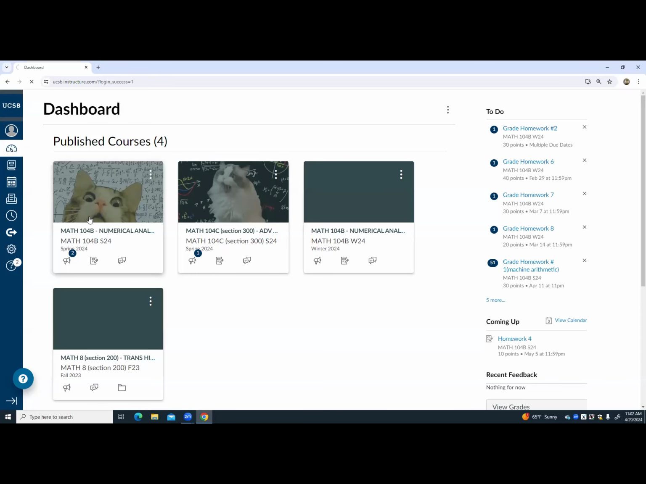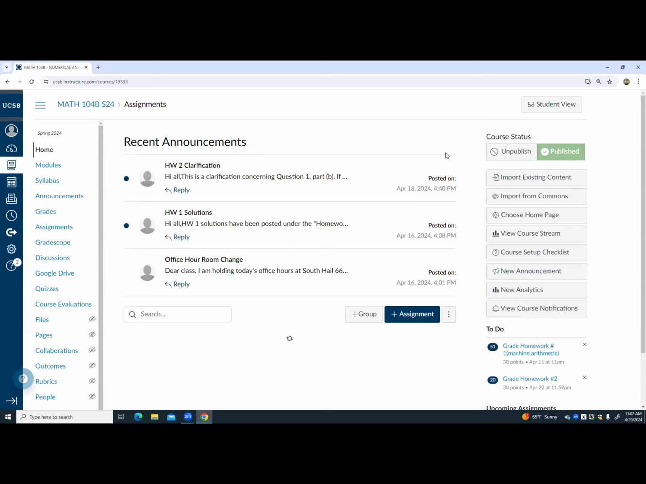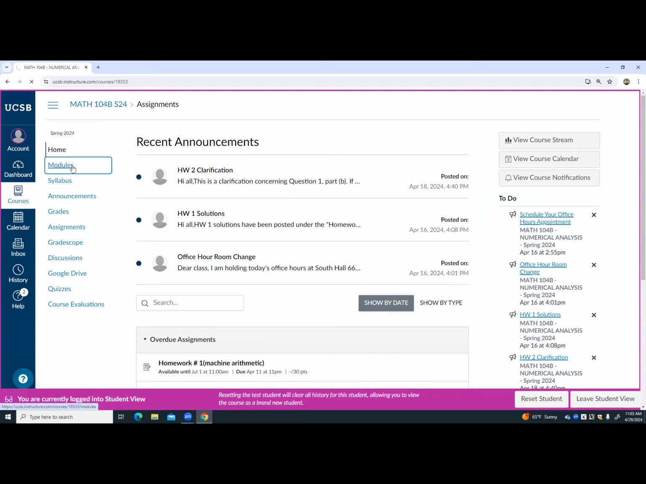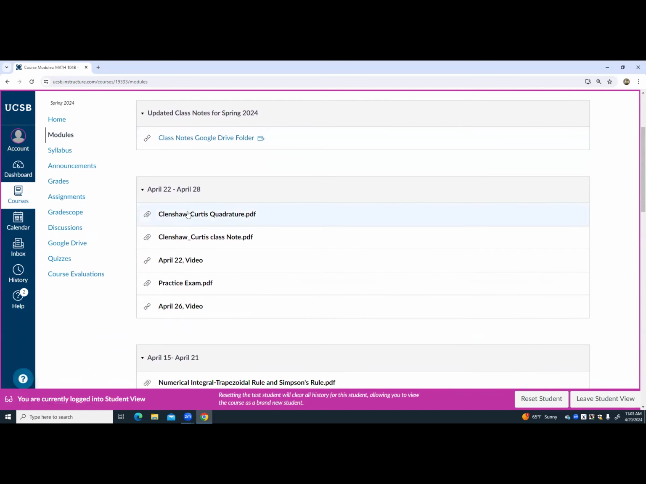So this part is very important. It's about the exam. I believe it's already posted on the modules. And there's the practice exam here.